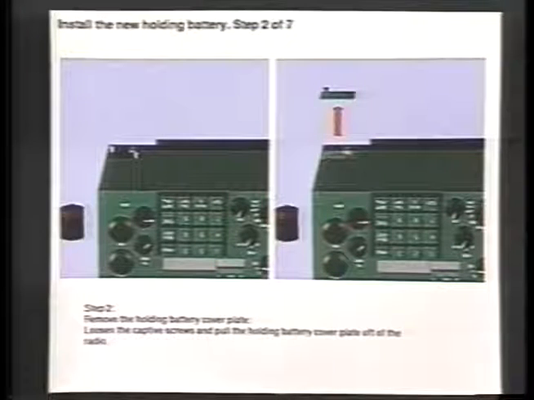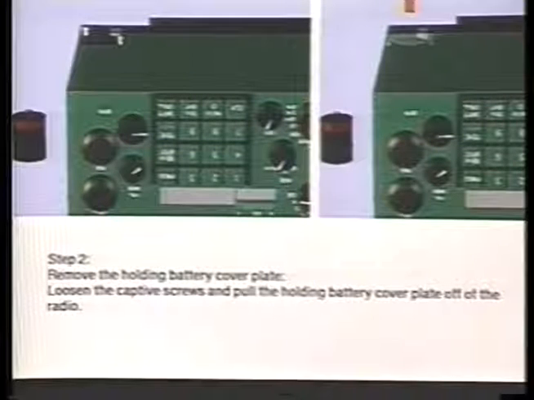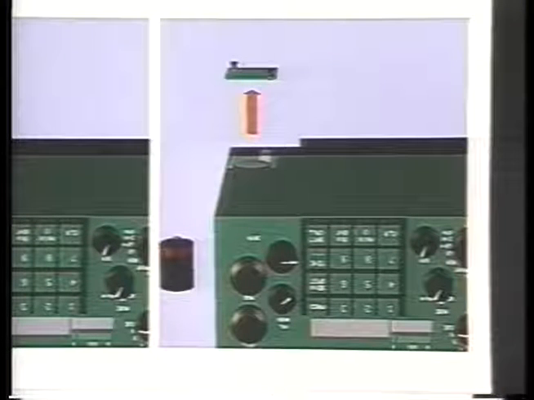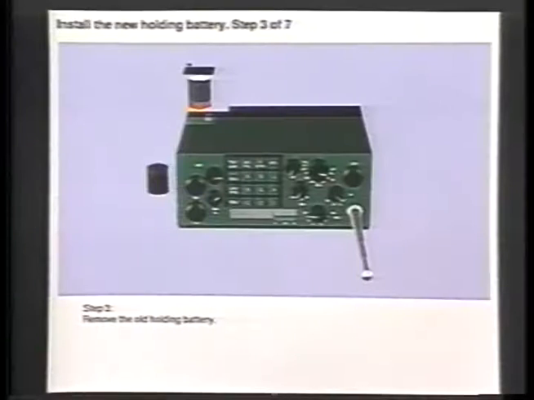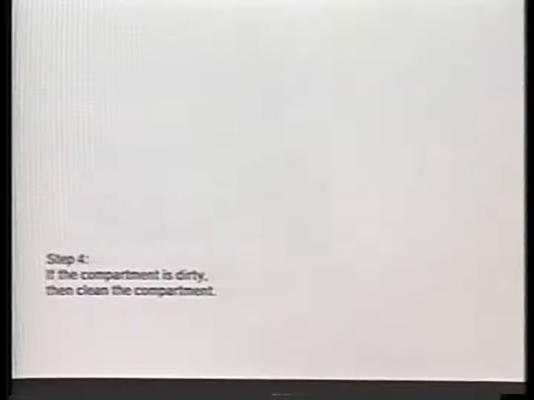The user must now remove the battery cover plate, loosening the screws and pulling the plate off the radio. Note that COMET is capable of producing complex sentences. Here it uses a conjunction. In designing the pictures, COMET decides to use an arrow, seen in the right-hand picture, to show how to remove the cover plate. The user now removes the old holding battery. Next, the user is asked to clean the compartment if it is dirty, and then to check the battery's polarity.